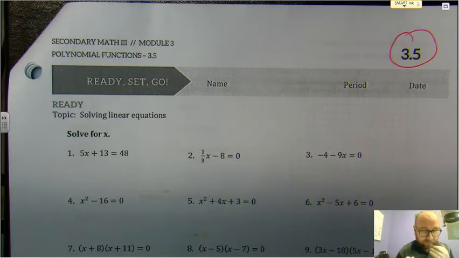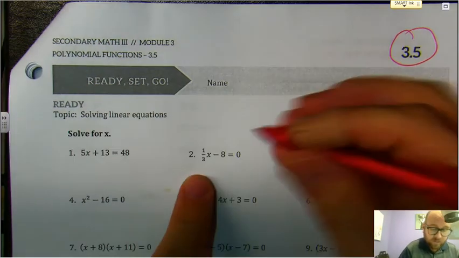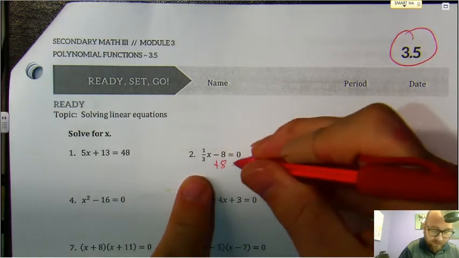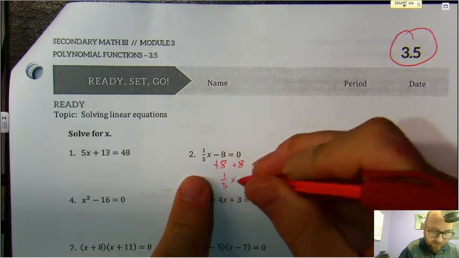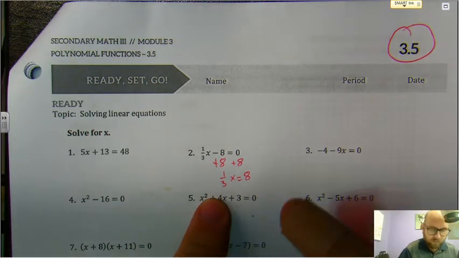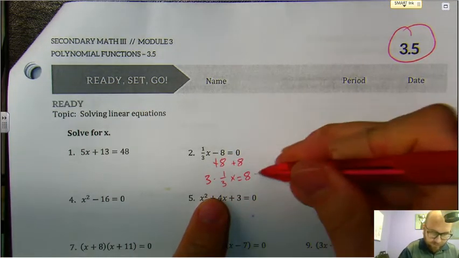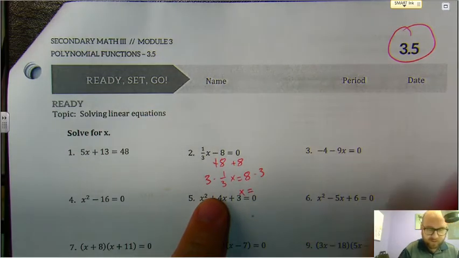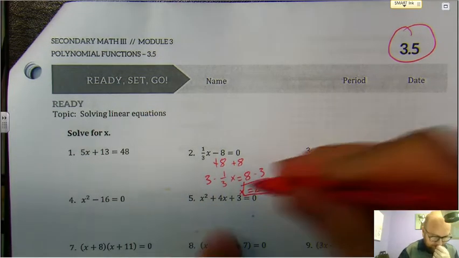The first three are going to be just pretty basic two-step equations, right? If we're trying to solve for x here, we add 8 to both sides, we have a third of x equals 8. To undo the 1/3, we multiply by 3, x equals 8, 16, 24. We're done.